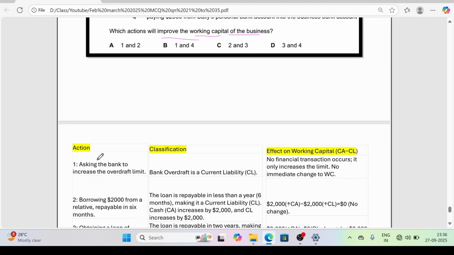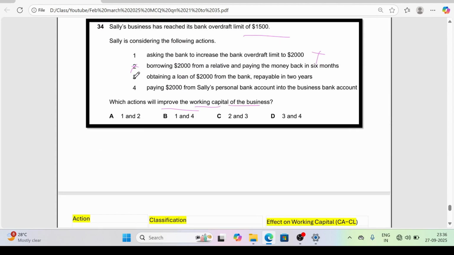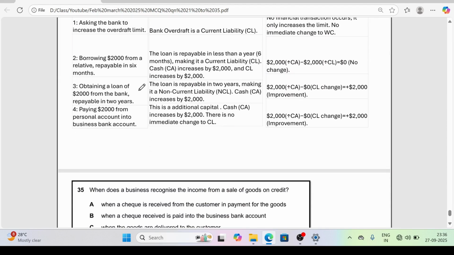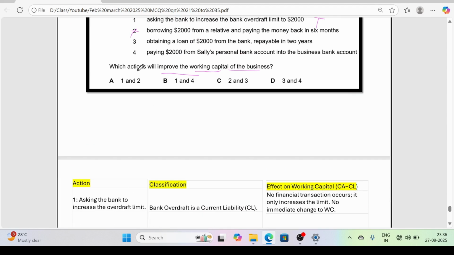Then option 3, obtaining a loan of $2000 from the bank repayable in 2 years. The loan is repayable in 2 years, making it a non-current liability. Current assets will increase by 2000, so there is an improvement. Current assets are increasing and current liabilities have no change. Yes, this is correct. Option 3 is correct.